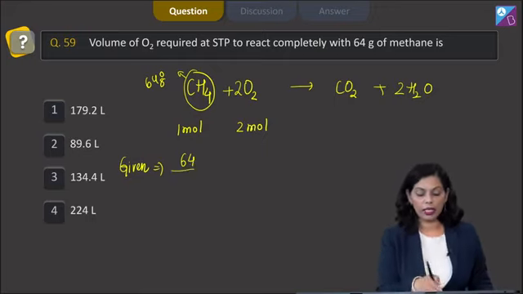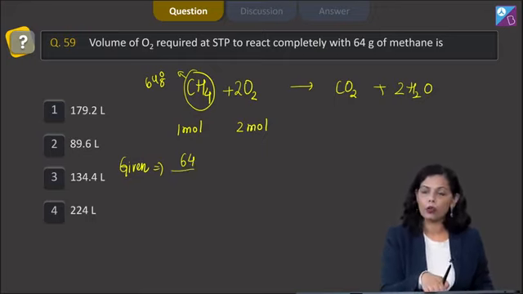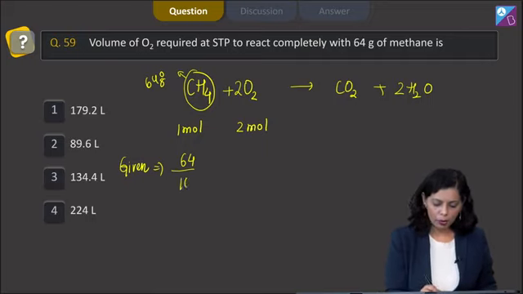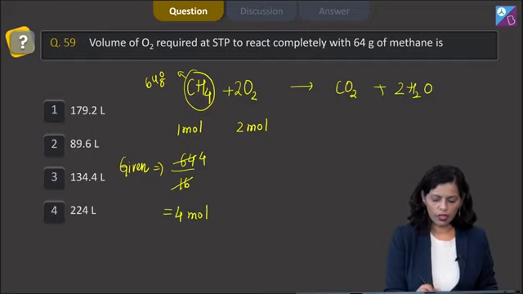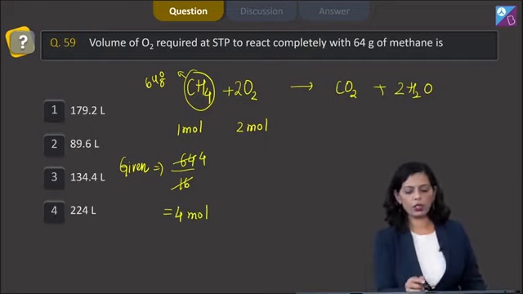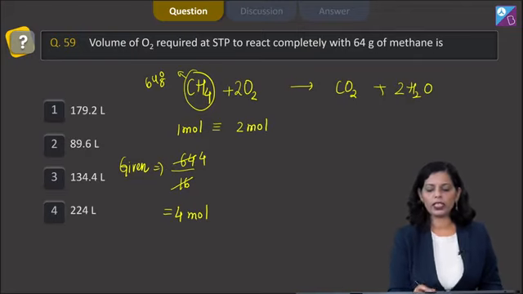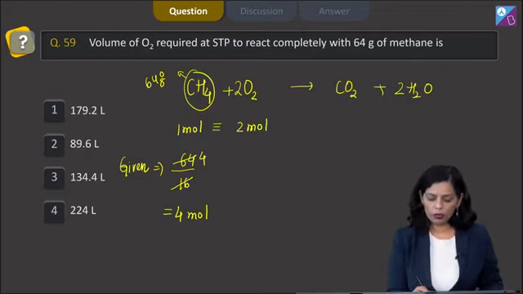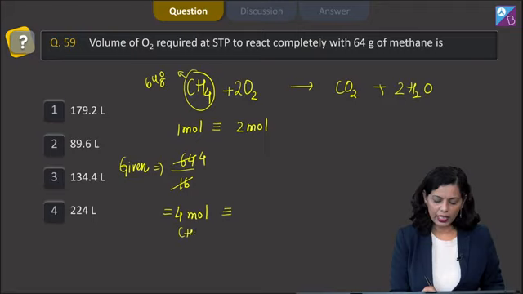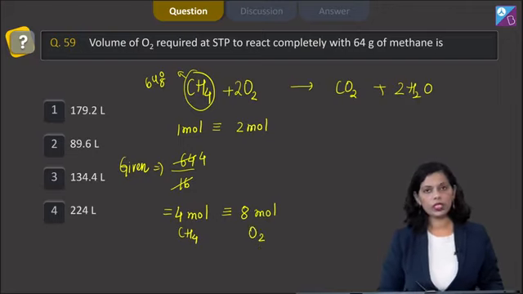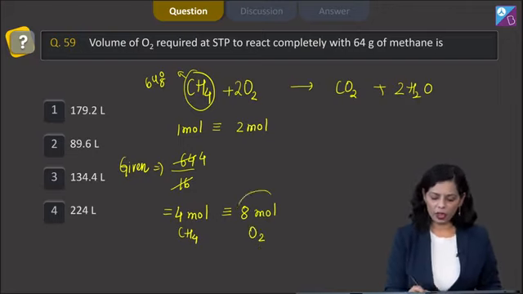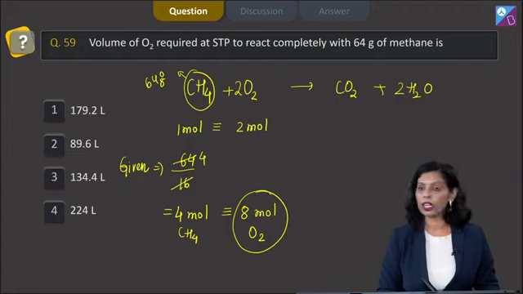64 gram, you can change it into moles as well. Given mass by the molar mass of methane, how much it would be? 16 gram per mole, right? And very simple calculation, this would be 4 mole. Now just look at the simple expression. 1 mole of methane needs 2 mole of oxygen. So 4 mole of methane needs, simple unitary method, 8 mole of oxygen. Clear?